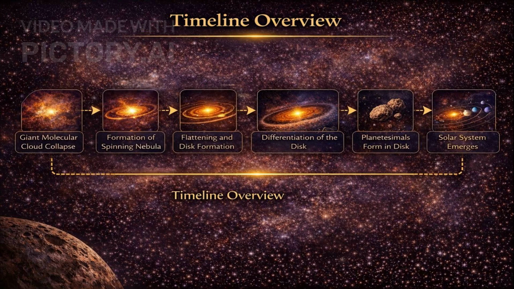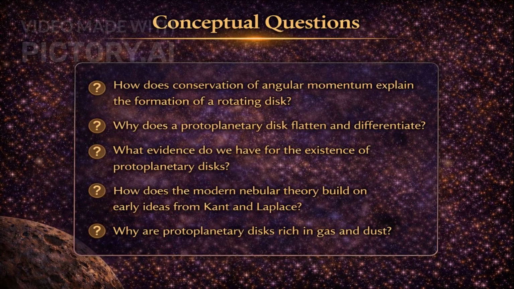Here's a timeline overview, from the collapse of giant molecular clouds to the emergence of the solar system. Each stage, from spinning nebula to planetesimal formation, plays a crucial role in cosmic evolution. Let's delve into conceptual questions. How does angular momentum explain disk formation? Why do protoplanetary disks flatten and differentiate? What evidence supports their existence? How does modern theory build on early ideas?